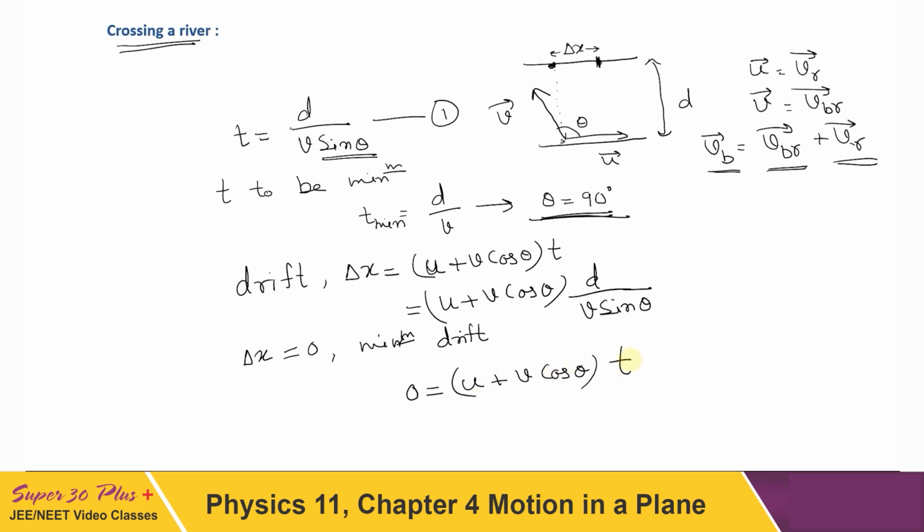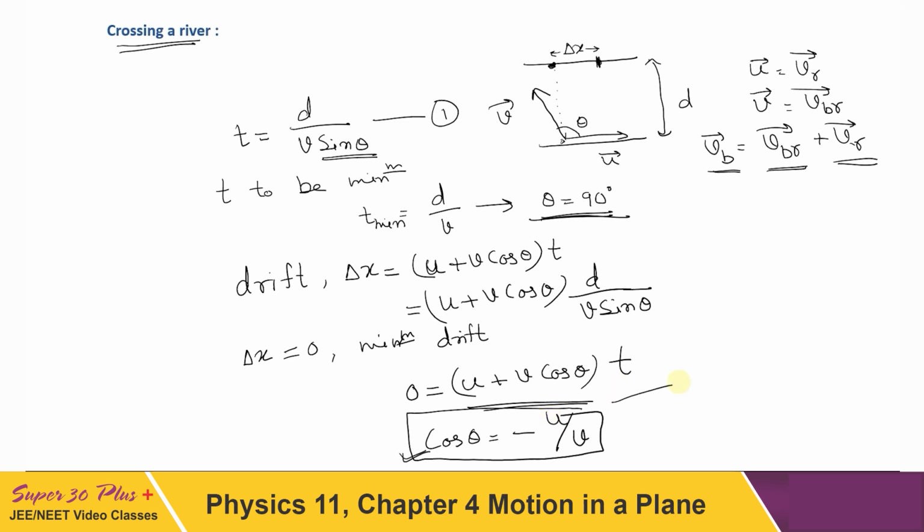As we know, t cannot be 0 because it will take some time to cross the river. So this term should be equal to 0. And what could we get? Cos theta is equal to minus u by v. It is the condition for which drift will be equal to 0. The boat or the swimmer will reach exactly the opposite point on the opposite shore.